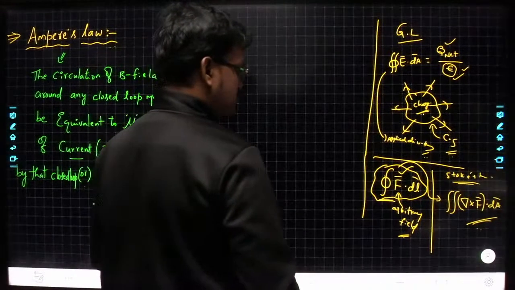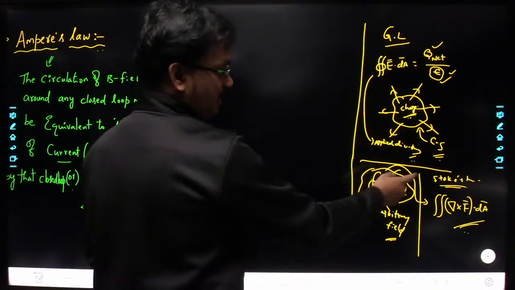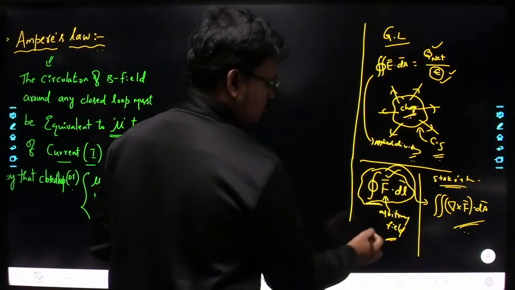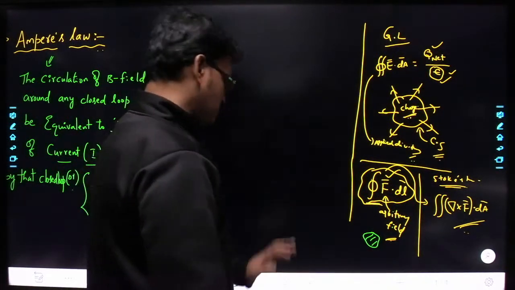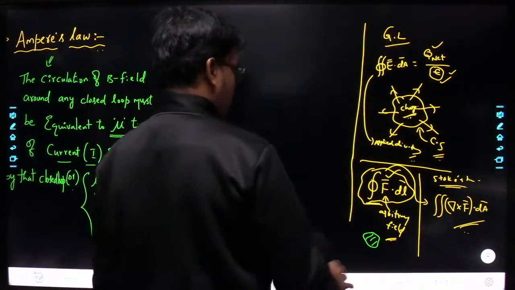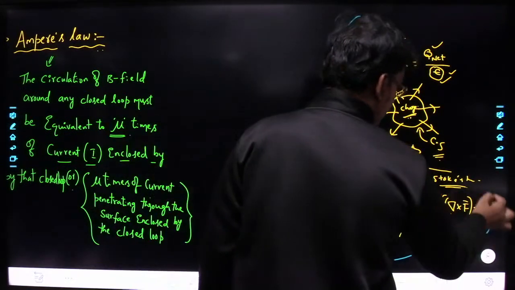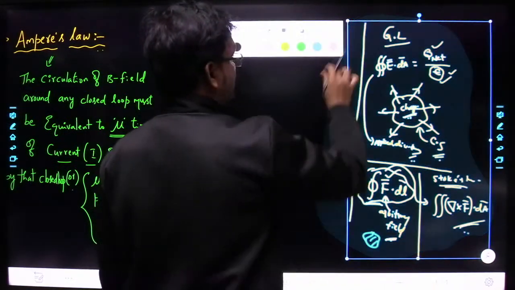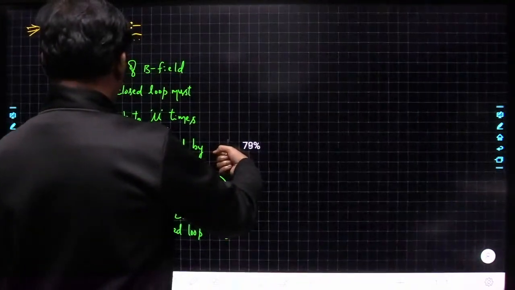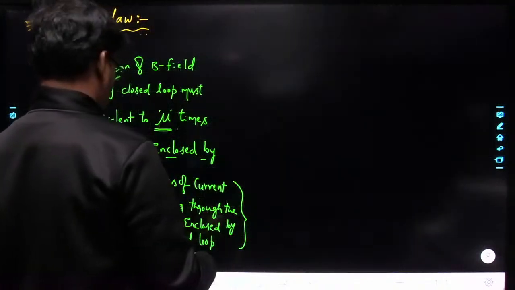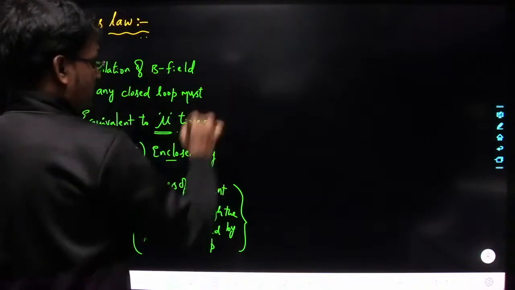So you have to understand that a closed surface will always enclose a volume, and a closed loop always encloses a surface. Understood? So these things you have to understand here, right? That's why the basics are very important here. See, without the basics, it is not that easy to understand this subject, right?